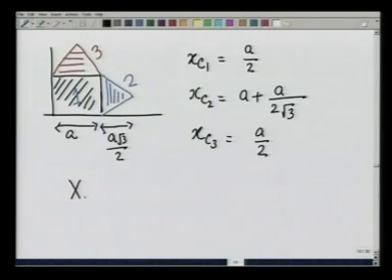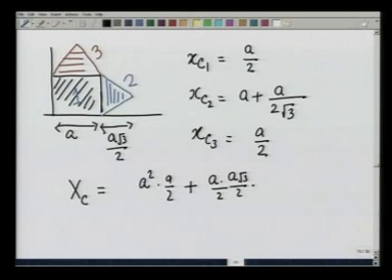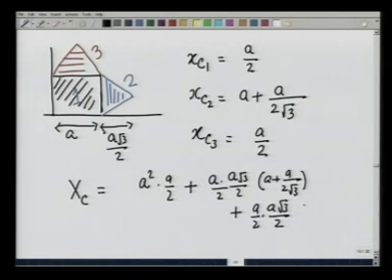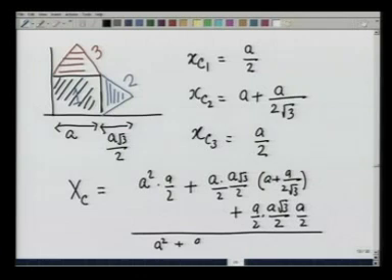And therefore, x c of the entire assembly is going to be equal to the area of the first square, which is a square, times a by 2, plus the area of the second one, which is going to be the base, which is a, times the height, which is a root 3 by 2, divided by 2, that is the area, times x c 2, which is a plus a divided by 2 root 3, plus the area of the third one, which is a by 2 times a root 3 by 2, times a by 2, divided by the total area, which is a square plus a by 2 times a root 3 by 2 plus a by 2 times a root 3 by 2. That is the formula for x c.